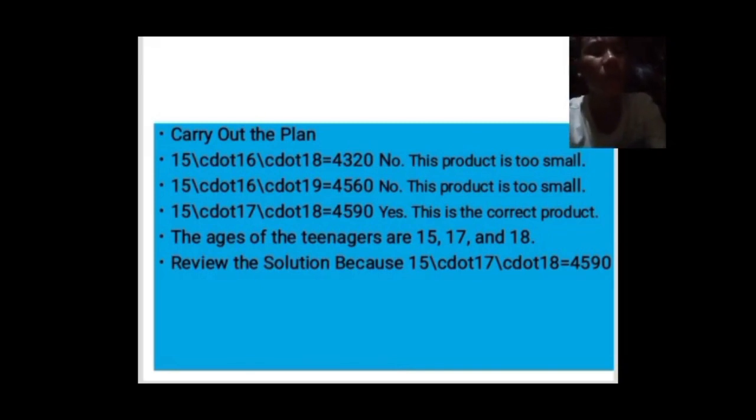Review the solution. Because 15 times 17 times 18 equals 4590, and each of the numbers represents the age of a teenager, we know our solution is correct. None of the numbers 13, 14, 16 and 19 is a factor of 4590.